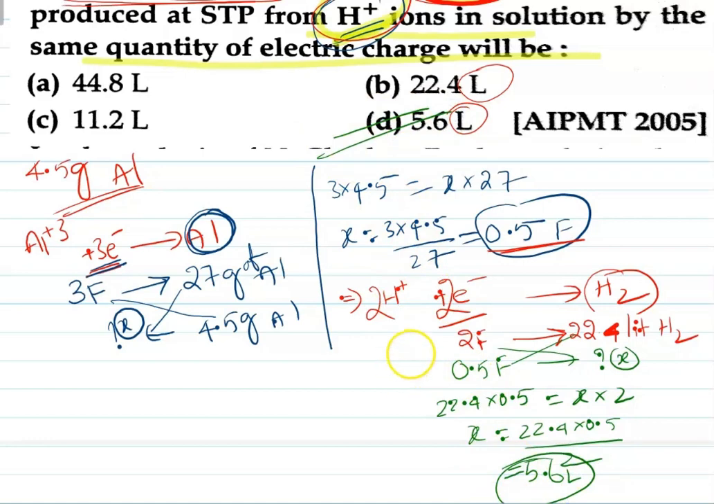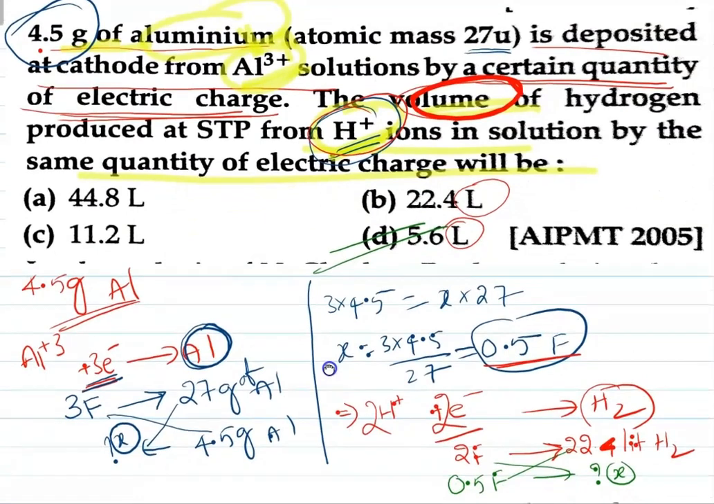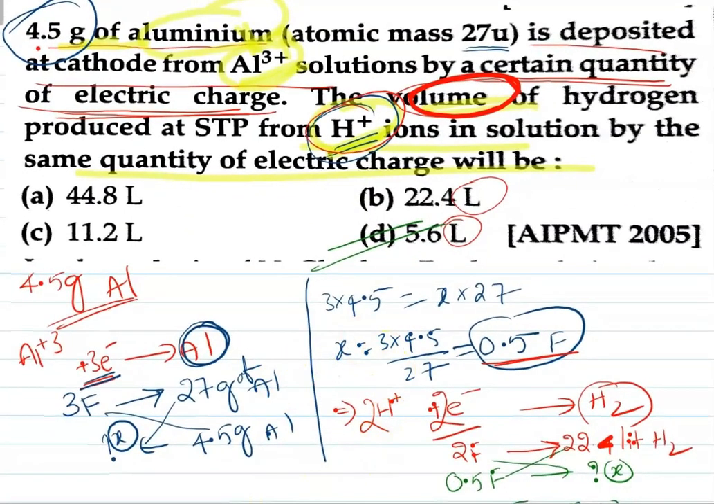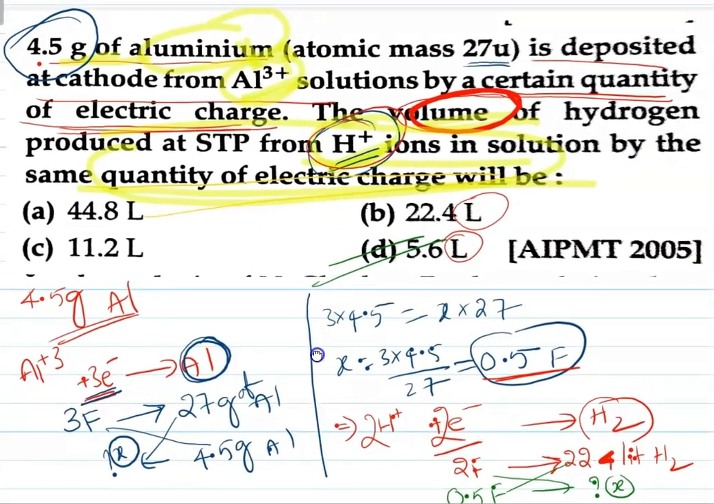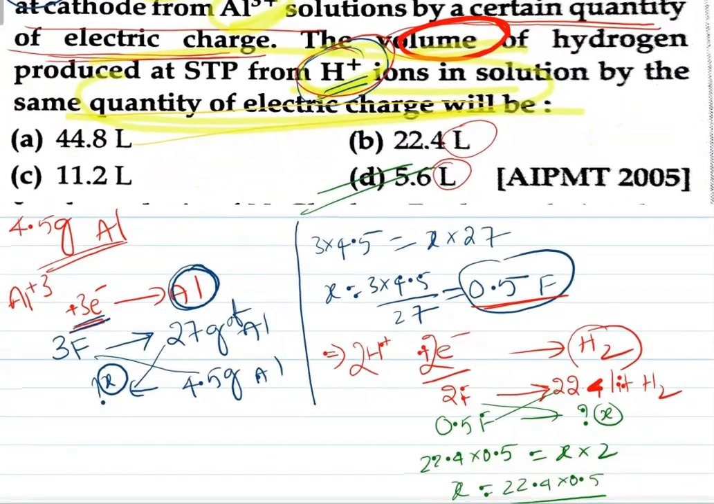So this is one way to perform it. Or there is one more simple version to get this answer, because this is the traditional way of doing it. He has given that the same quantity of charge is being passed. Same quantity means same amount of current. When the same amount of current is passed through two different electrolytic solutions, we can use Faraday's second law. So what does Faraday's second law say?